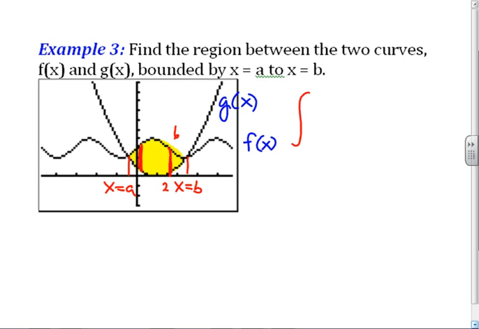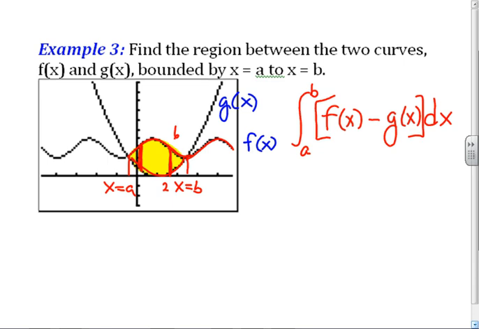That's what it says to do. Starting where? A and going to B. And which one do I subtract? This is f of x right here. Which one's above? So it's f of x minus g of x. Just geometry.